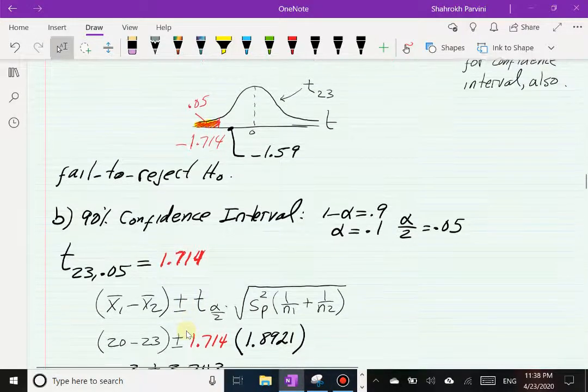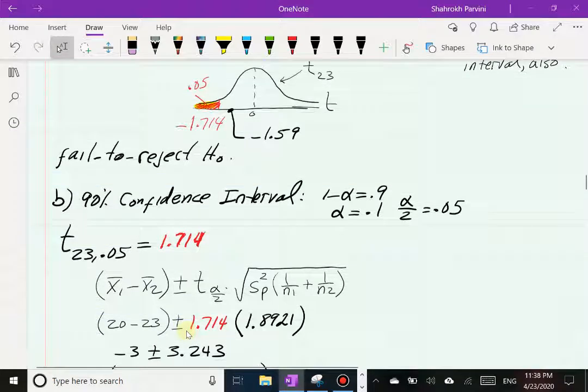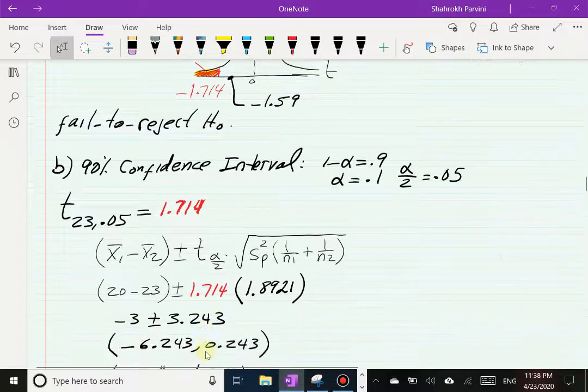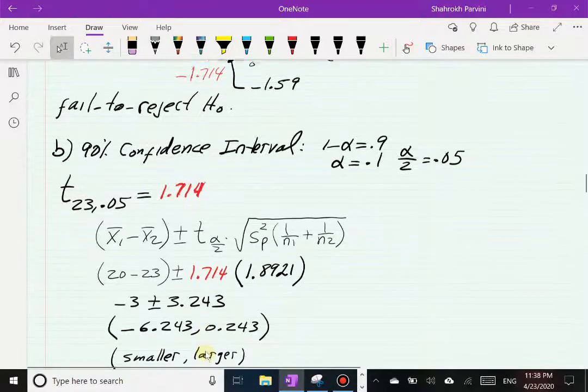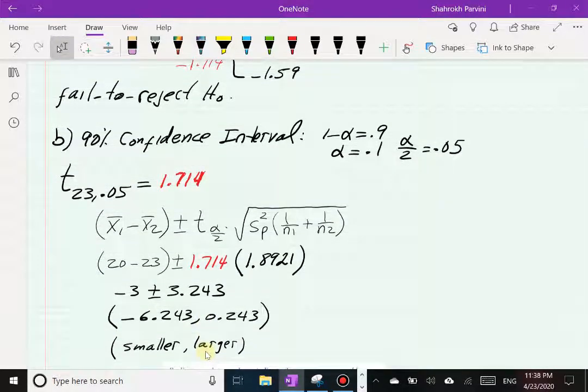And then here's the formula. I plug into the formula and this is what I get. And work the arithmetic of what we're doing here: negative 3, once you add 3.243, another you subtract, and this is what I got. So our confidence interval runs from negative 6.2 to an upper limit of 0.243. And when you write your confidence intervals, by the way, we always put the smaller number on the left and the larger number on the right side. Okay? And that completes that exercise.